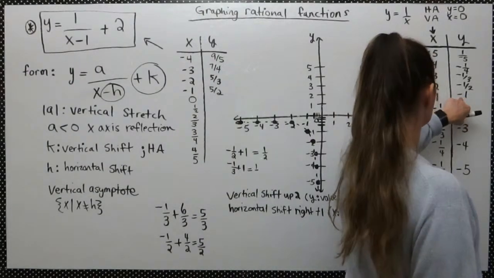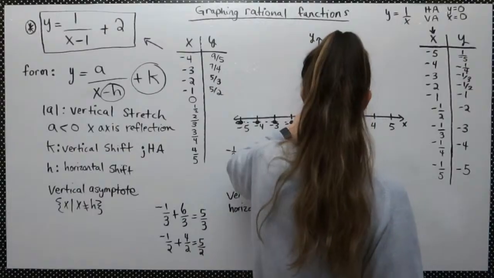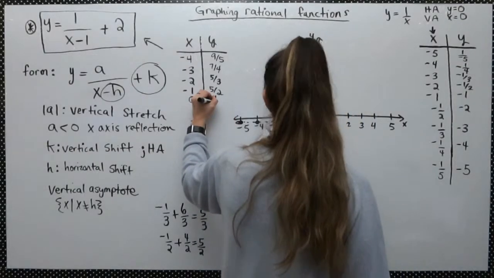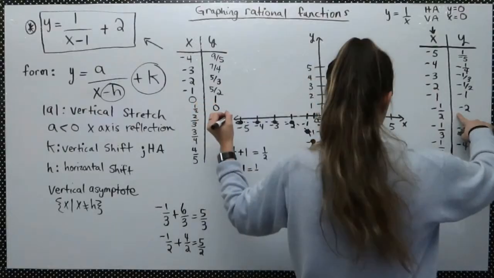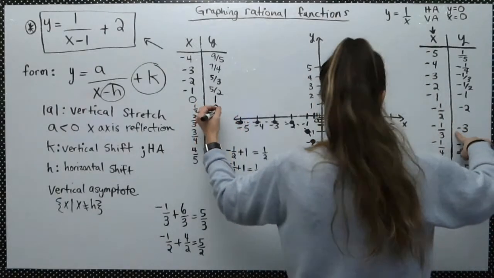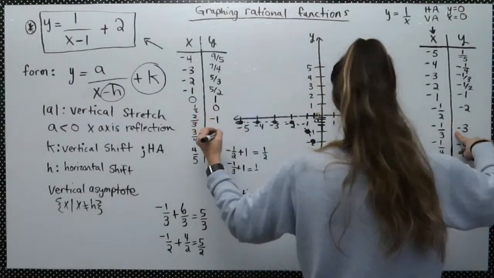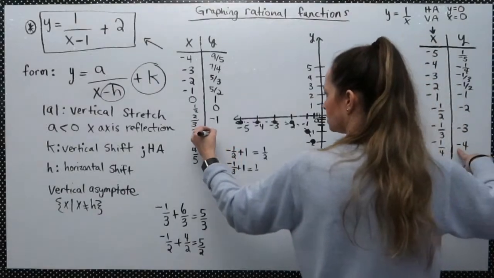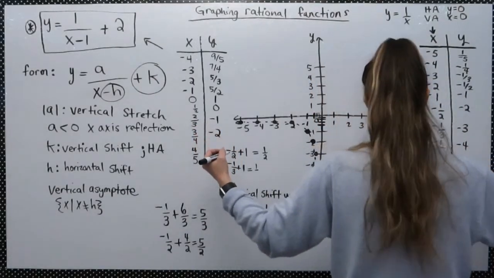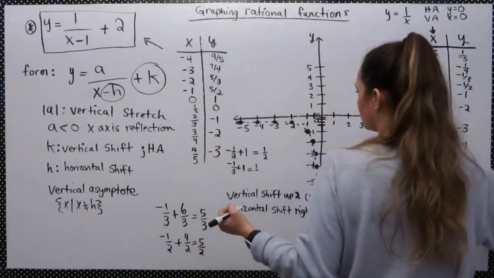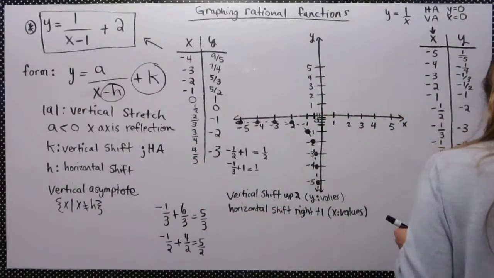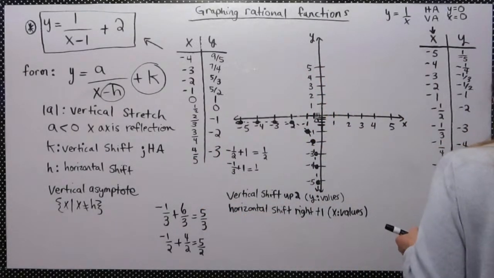So -1 up 2 is going to put me at +1. -2 up 2 is going to put me at 0. -3 up 2 is at -1. -4 up 2 is -2. And -5 up 2 is -3. All right, so let's go ahead and shift this graph and see what happens.